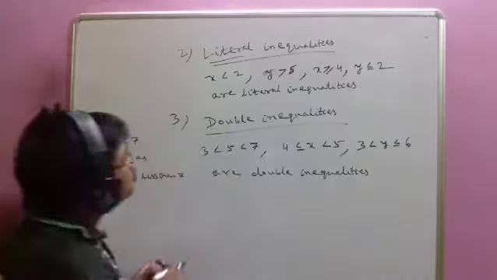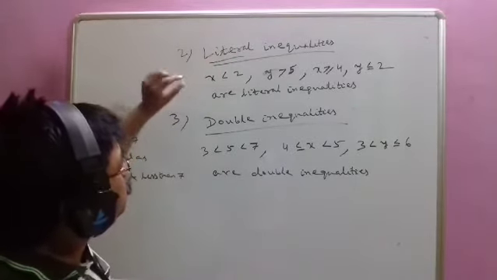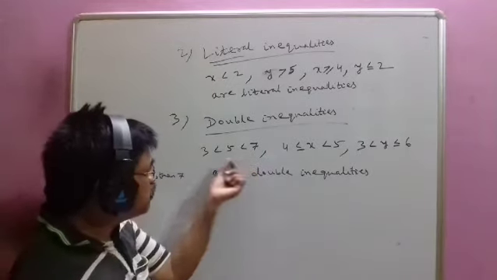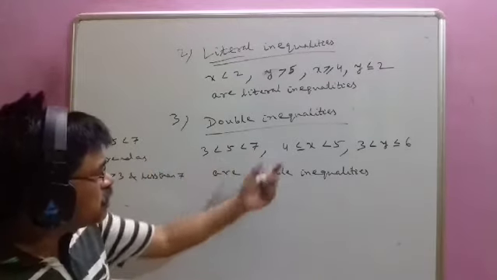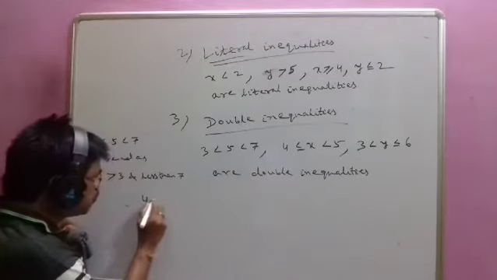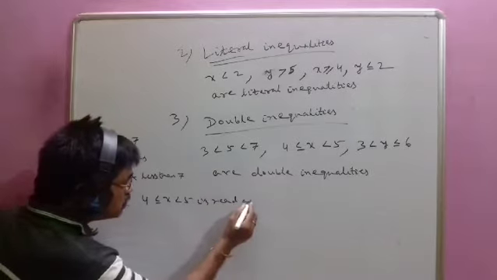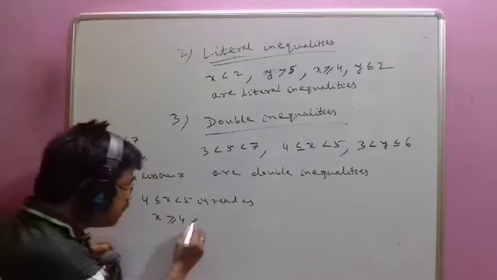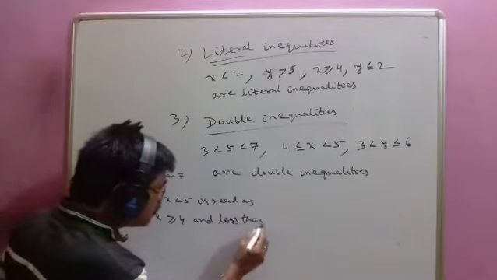You see here, this is a numerical inequality, only numbers are there, no variables. Here variables are there. So there may be variables, or maybe numbers only, but it should be like this. Whenever you are writing like this, how is it read? Yes, x greater than or equal to 4 and less than 5.